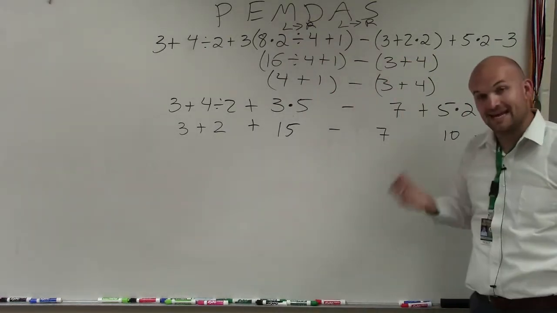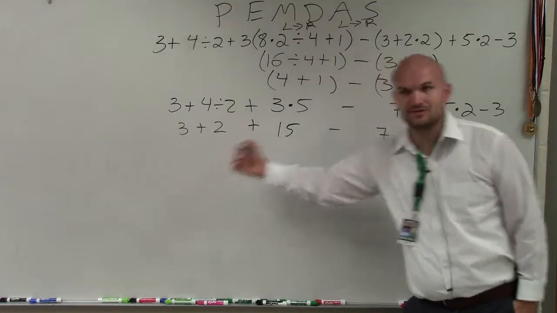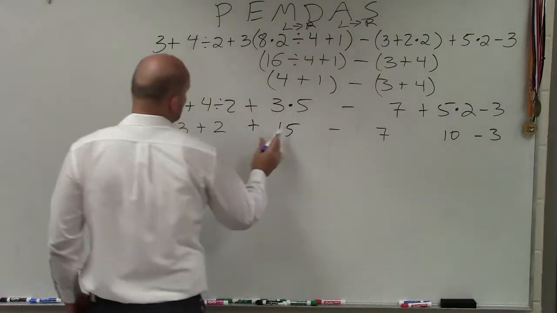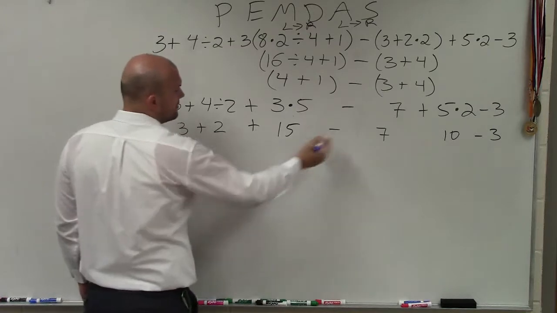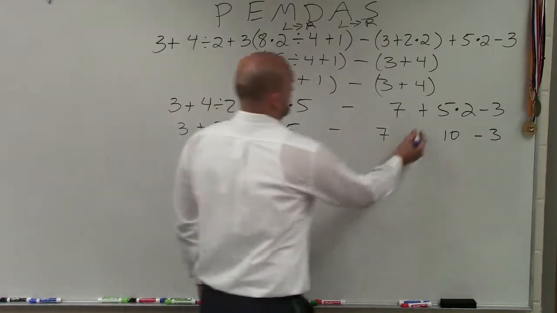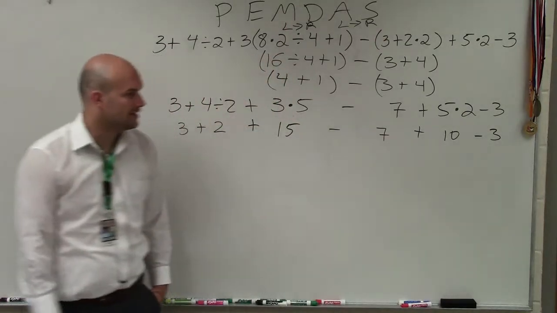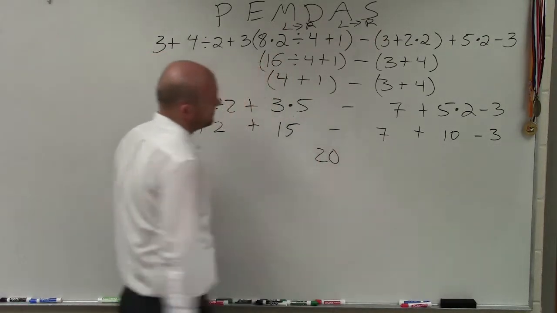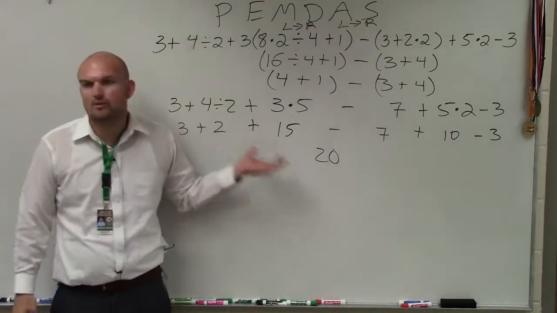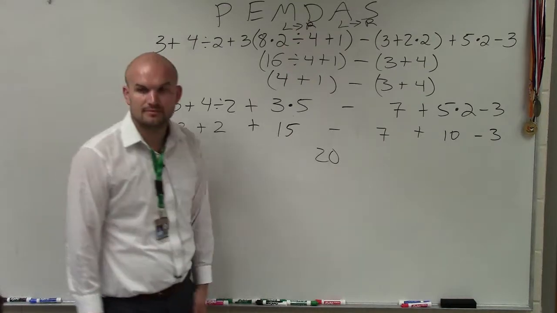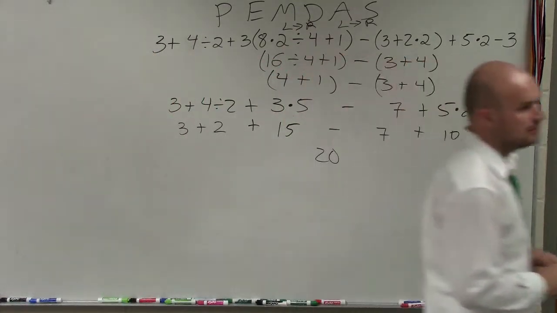And now, again, I work from left to right, and I just simplify. 3 plus 2 is 5. Plus 15 is 20. Minus 7 is going to be 13. Plus 10 is 23. Minus 3 is 20. And if you guys need to work that out step by step, you perfectly can. I just did it out loud in my head. OK?